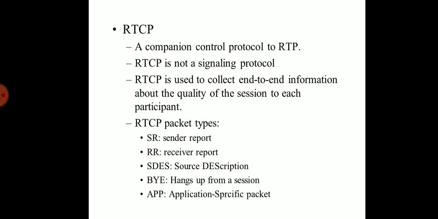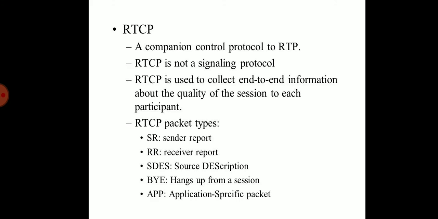Now, what is the RTP control protocol? That is RTCP, the Real-time Transport Control Protocol. It provides feedback on the quality of data distribution. It does not support transport of data. RTCP provides feedback to the source on delay, jitter, congestion, and bandwidth. This feedback is sent in the form of RTCP sender and receiver reports. This information can be used by the encoding process to adjust the data rate. RTCP defines several types of packets to carry different types of control information.